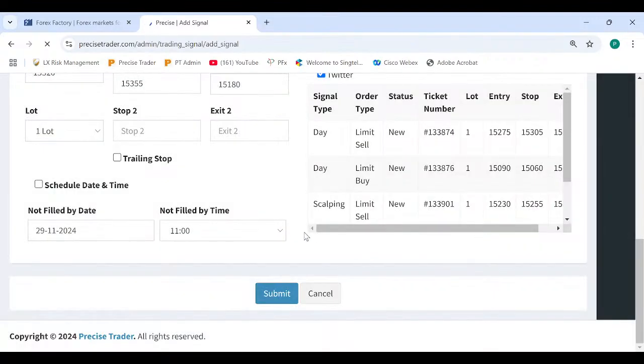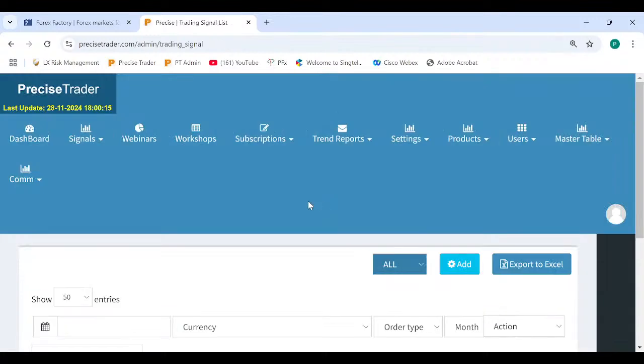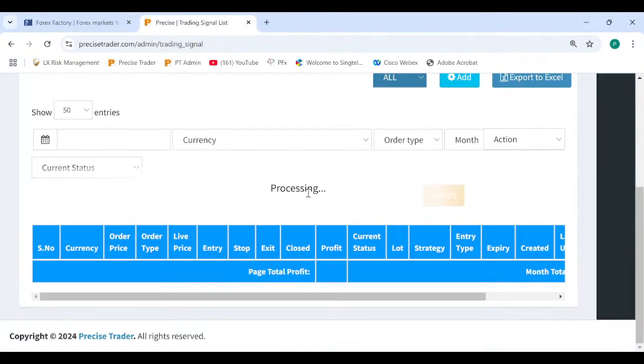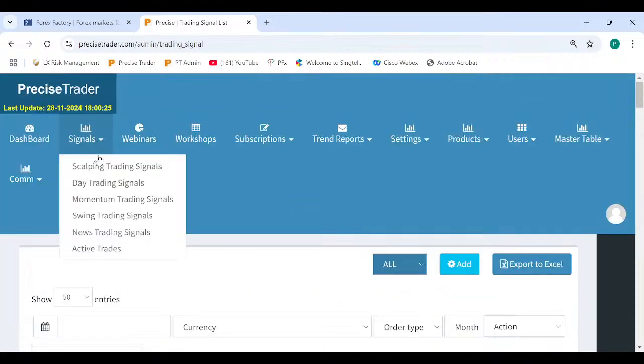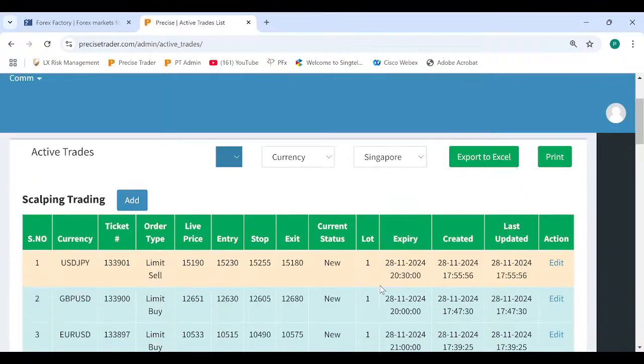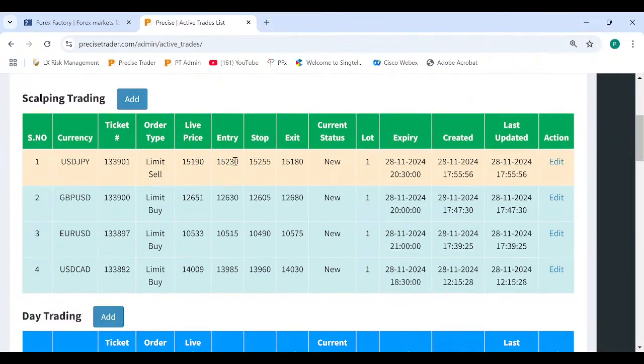So for the dollar yen, I repeat, we have three types of trades. One is a quick sell, which means you sell and exit with a quick profit. Then buy and hold and sell and hold. For this quick sell, we are trying to sell at 15230. If you can get it, we'll try to exit at 15180.